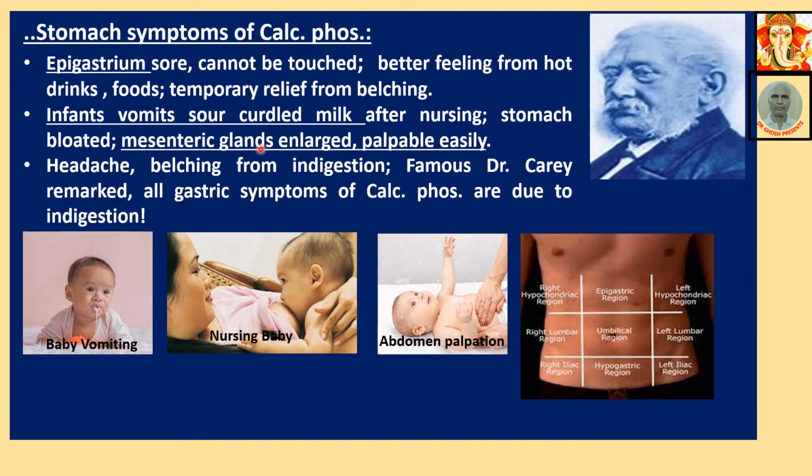Mesenteric glands are actually lymph glands lying in the mesentery. Mesentery is nothing but which holds the intestine. The whole intestine is held up by a particular thick structure called mesentery, and there are lymph glands, enlarged lymph glands. Actually, those are very often infected with tuberculosis. So, Calcarea Phos is a very, very good medicine for this type of patient. They will never be infected with tuberculosis if this is given properly in time.